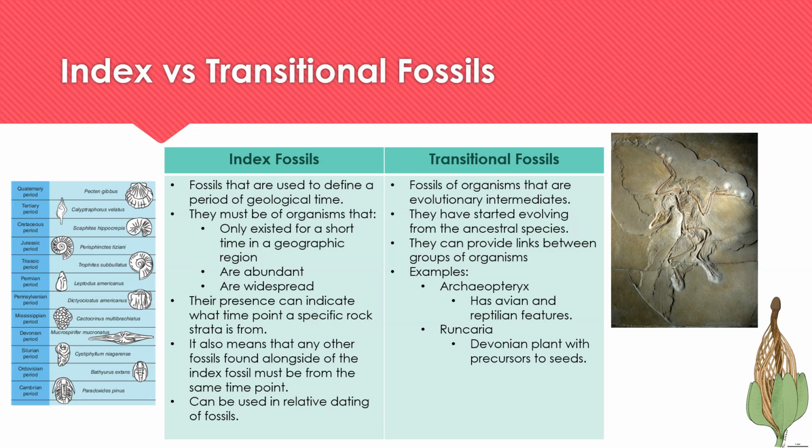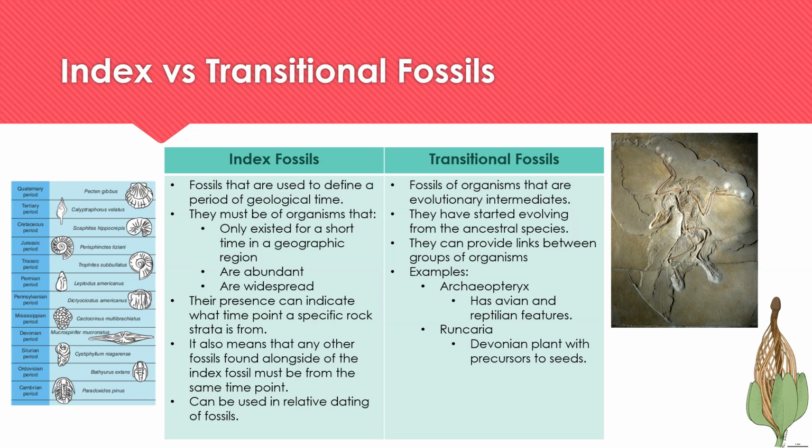It does also mean that if you find other fossils with it, they must have also come from the same time point, because that rock gets formed at the one time, so all the fossils in there must have all been formed at that same time. And so we can use that in what we call relative dating of fossils. Transitional fossils, on the other hand, are where we might consider these more evolutionary intermediates, where we have an ancestral species and we have a modern species, but we want to know what they look like in between. And these fossils are thought to potentially be the remains of the species that were in between that ancestral one and the modern one.